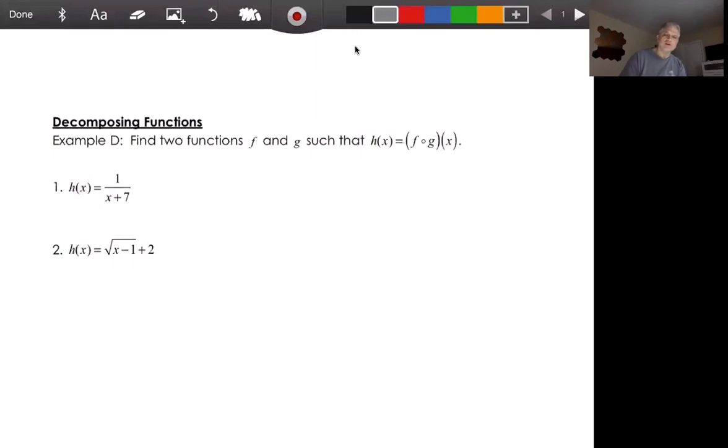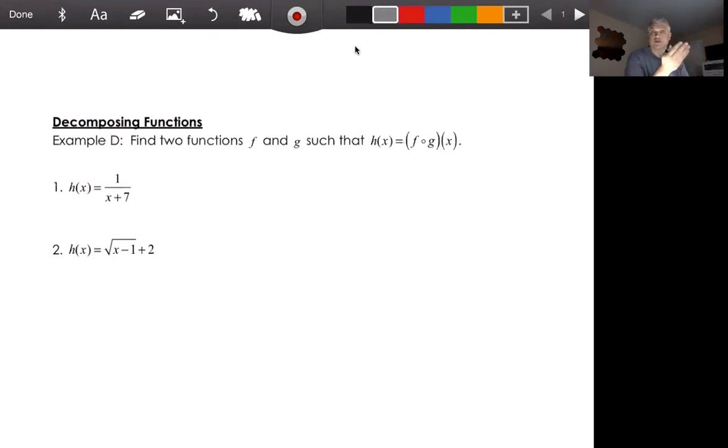And now the very last thing that we're going to look at is decomposing functions. We just did composing functions, where you have an f of x and a g of x, and you compose them into a third function.